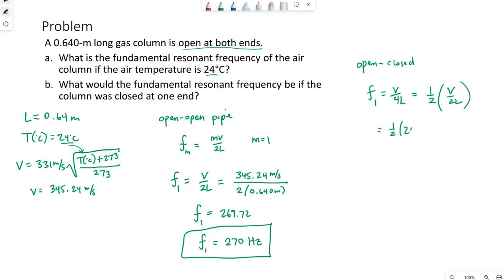of our 269.72. So this will be about 130 hertz, because this comes out to be 134.86 and so forth. So rounding this to 2 sig figs is where I'm getting the 130. And so the resonant frequency in an open closed pipe is half what it will be in an open pipe.